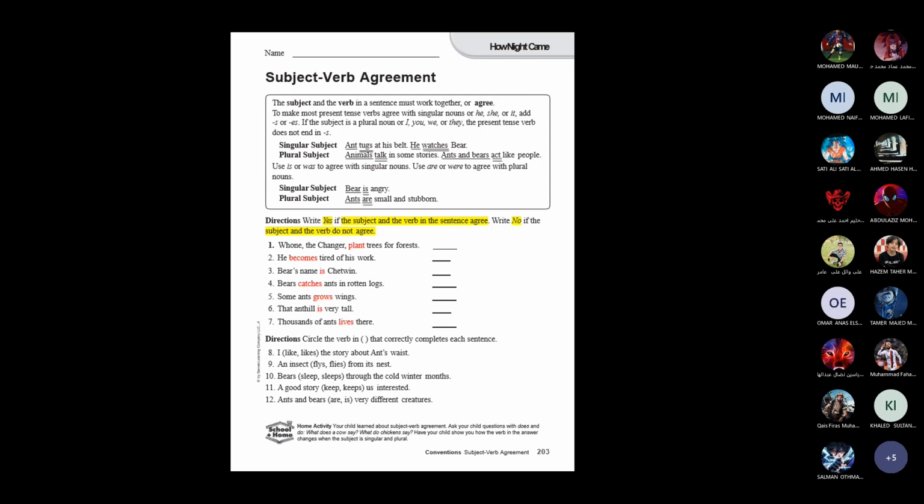Okay. One more. Number 7, Yasati. Number 7. Thousands of ants. Ants has S. Lives has S at the end. So two S's, not agreement. So they do not agree. Okay. So that means this is what? This is wrong. Right or no? This must be with one of the subject or the verb, guys. One of them only takes this. Okay? Bears sleeps. Wrong. Bears sleep.